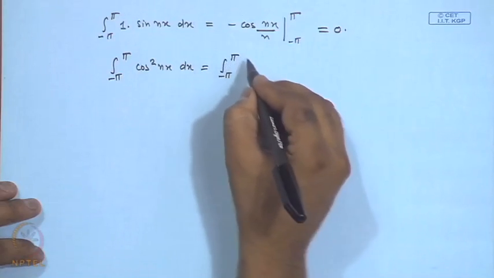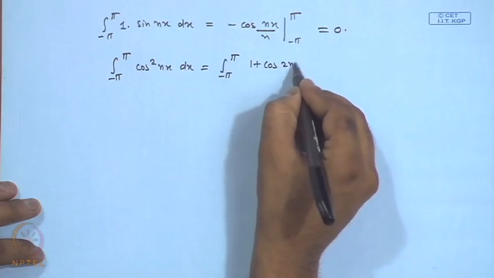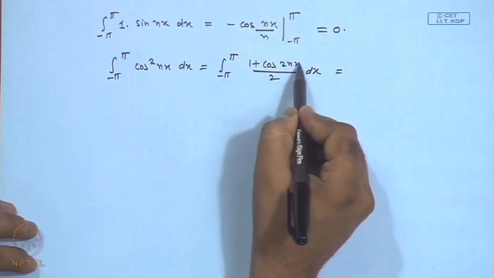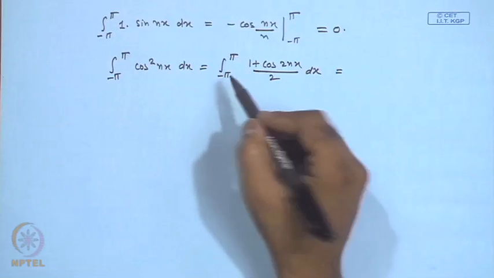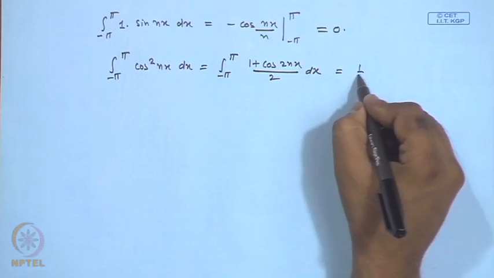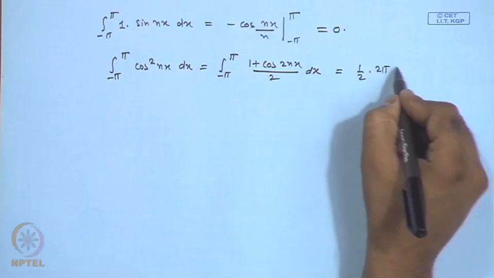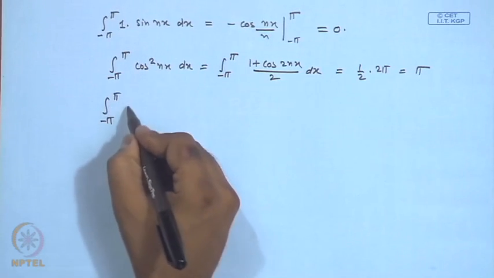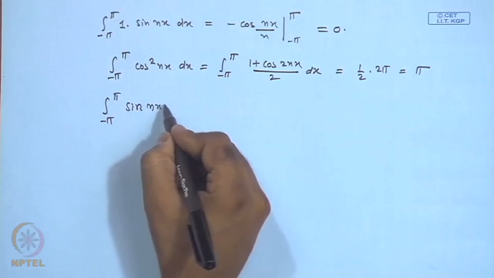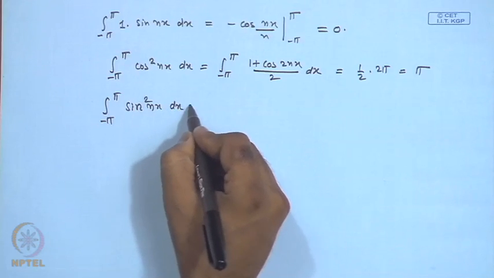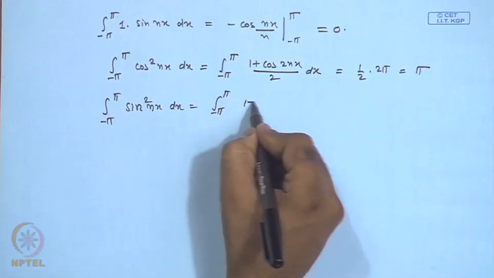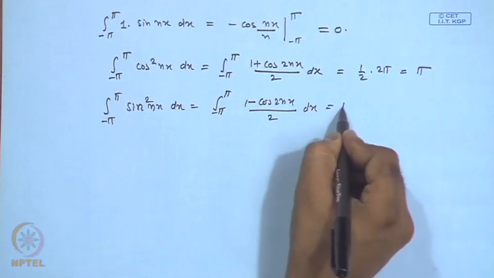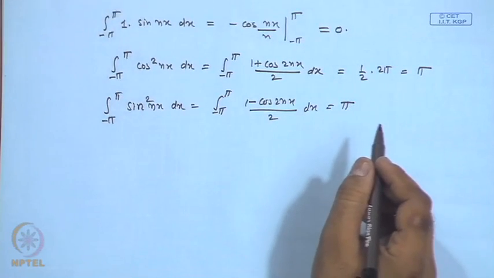So, minus pi to pi, and we have this (1 plus cos 2nx)/2 dx, and in this case, this will give 0 because sin 2nx at pi and minus pi both will be 0, but we have here half and the integral, that is 2 pi. So, we get pi, and similarly if we take sin nx and sin nx, so sin squared nx dx, we will also get this pi because we have (1 minus cos 2nx)/2 dx, and this will also give pi.